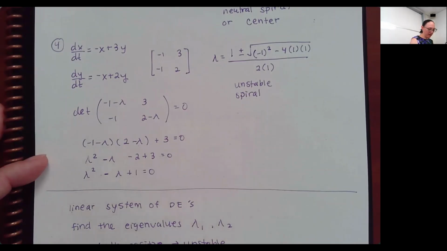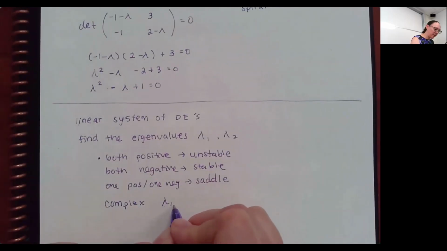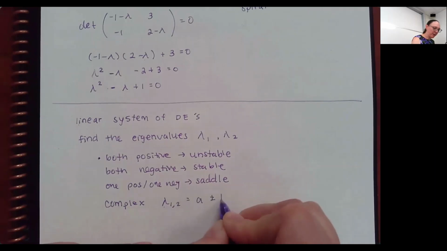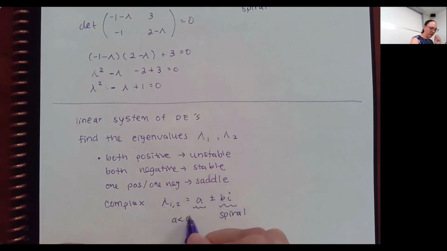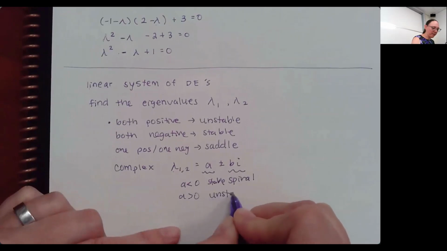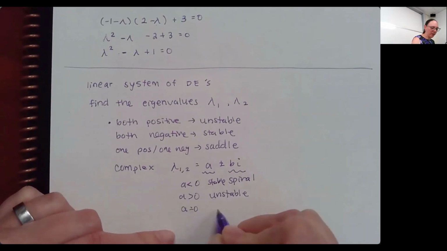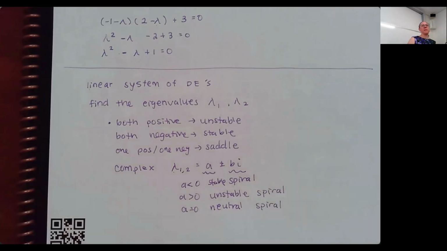And if they're complex, meaning they're of the form A plus or minus Bi, then I know they're spirals. And if A is less than 0, we're stable. If A is greater than 0, we're unstable. And if A is equal to 0, then it is a neutral spiral. And this is the equilibrium 0, is taking from state.